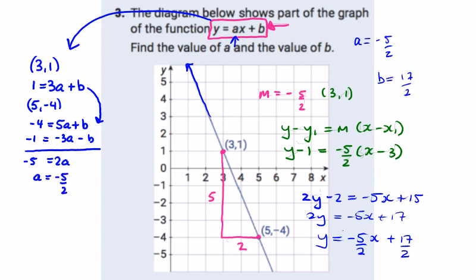And then we can sub a back into, let's just take the top one: 1 is equal to 3 times -5/2 plus b. So 1 is equal to -15/2 plus b. Bringing 7.5 to the left, we get 1 plus 7.5, so 8.5 is equal to b.